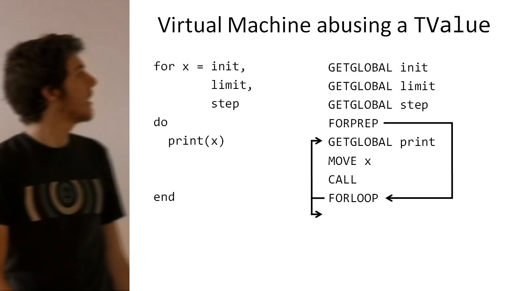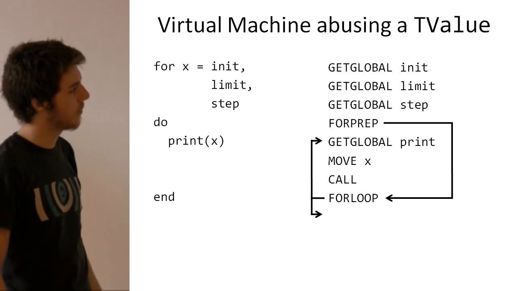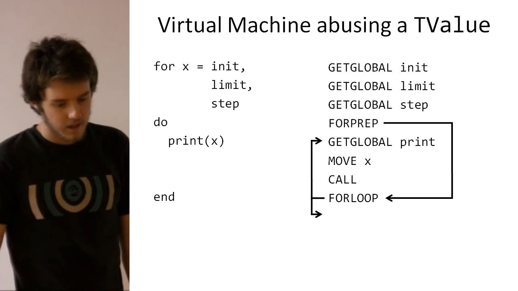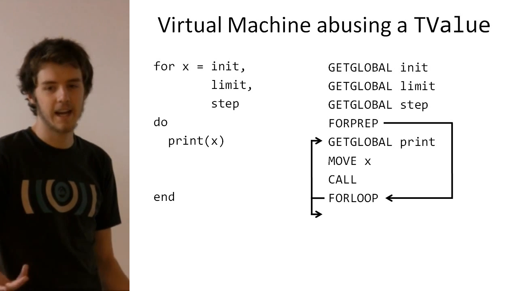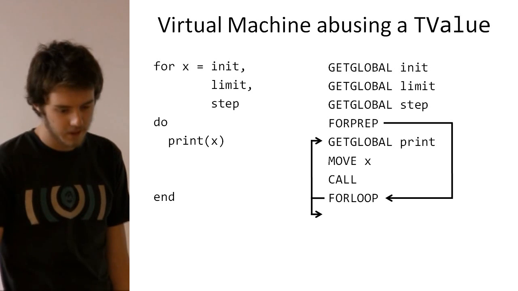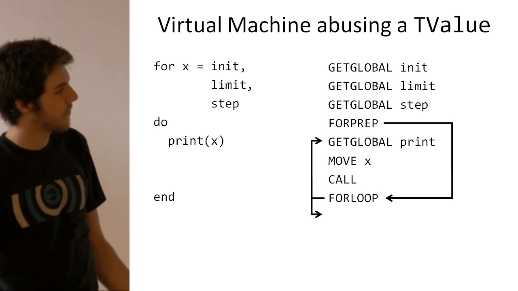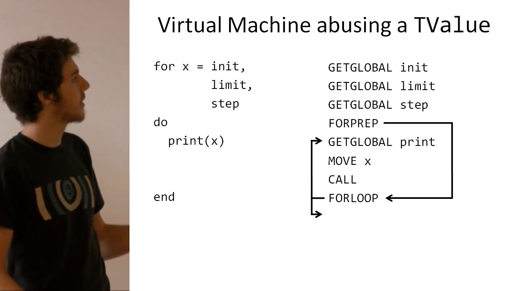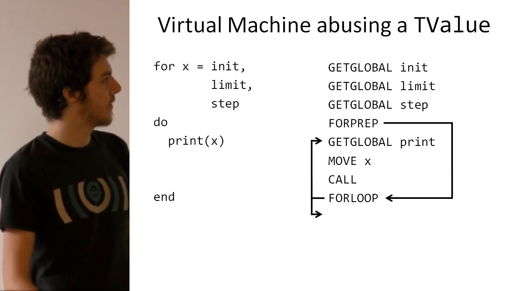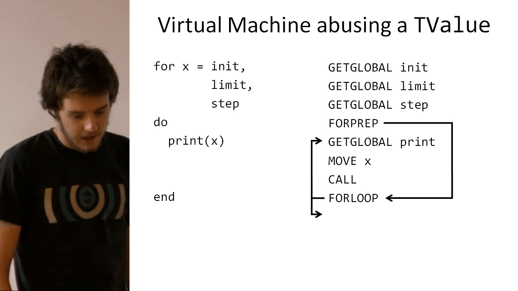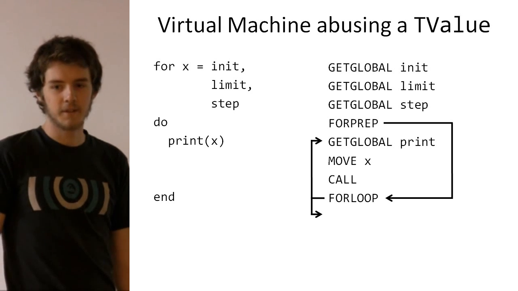So, here on the left we've got the source code for the loop, and on the right we've got the bytecode. What's going on here is a very similar case of ignoring the tag and the value and just taking the payload. So the get load is fairly boring. The for prep instruction will check that the three values that you loaded are in fact numeric values, and if they're not, it'll throw an error. And then the for loop instruction then assumes you've still got numbers.